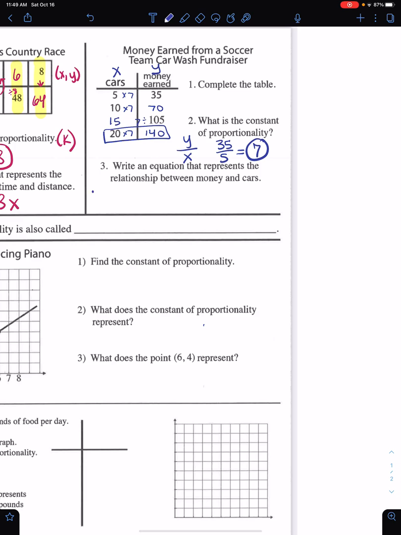If we write an equation, we're trying to make it look like y equals kx. We're keeping the y and the x and replacing the k with the constant of proportionality. So if I asked how much money would I make if I washed 87 cars, we would do 87 times 7. And we wouldn't have to make a chart that goes that far because we could just use an equation.